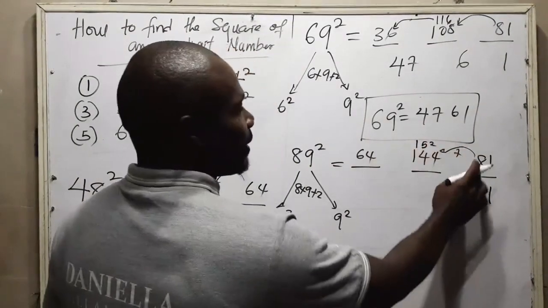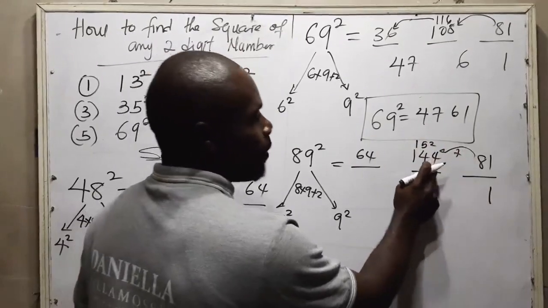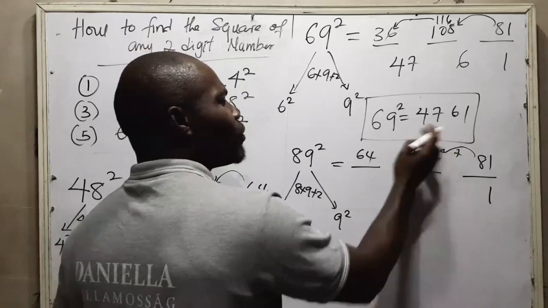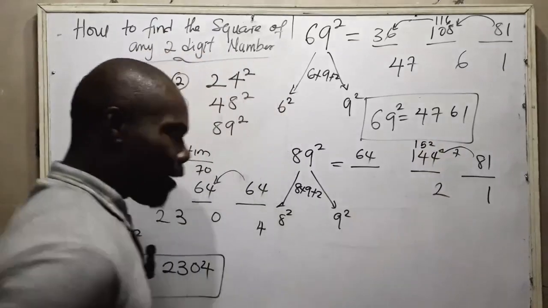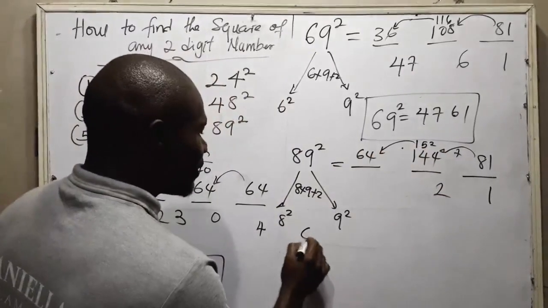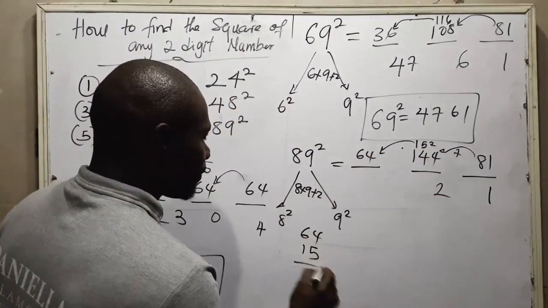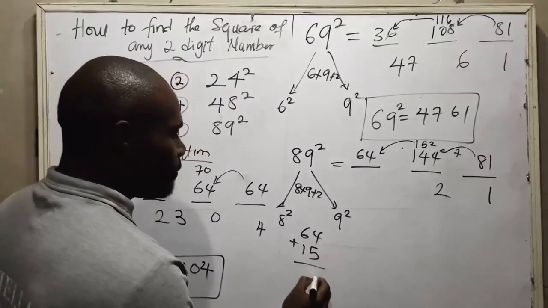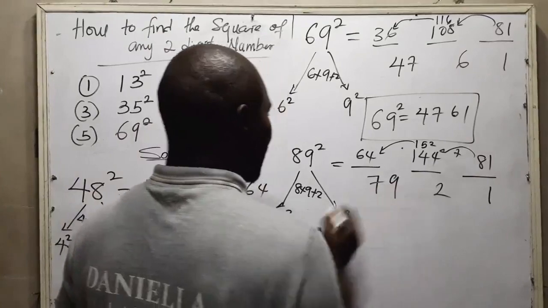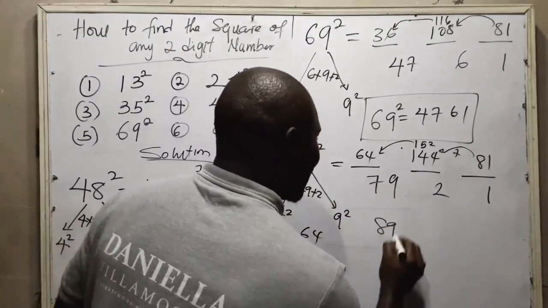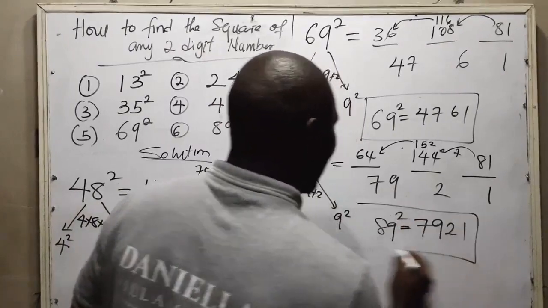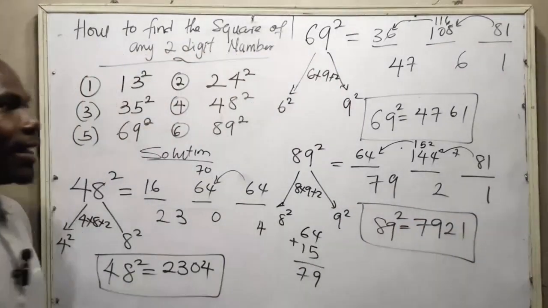152, because by the time you add 144, it will give you 152, remaining 2. In 152, you remove 2 out. So it now remains 15. You come again and say 64 plus 15. So this will surely give you 79. So meaning that 89 squared is equal to 7921. So this is the value of 89 squared.